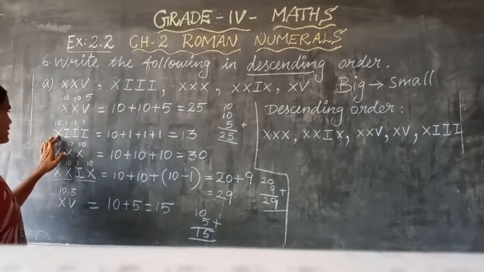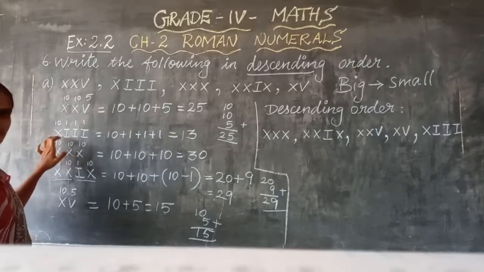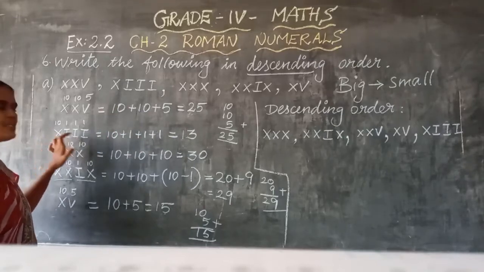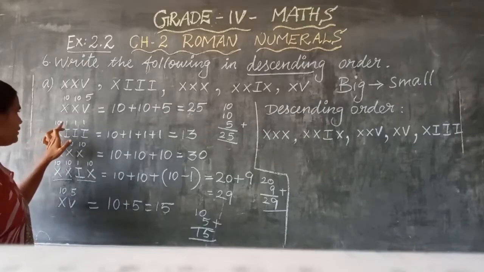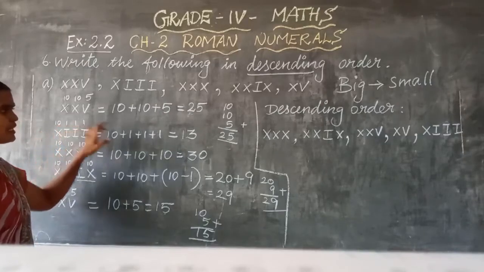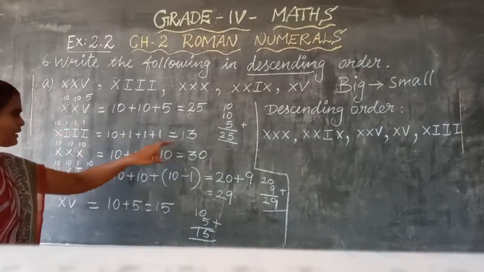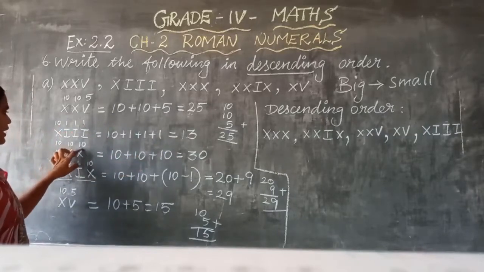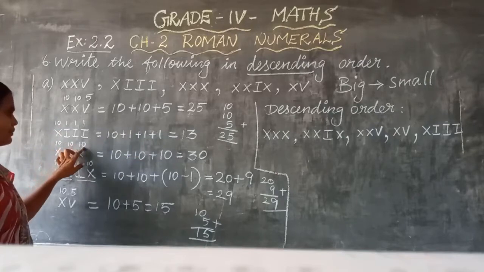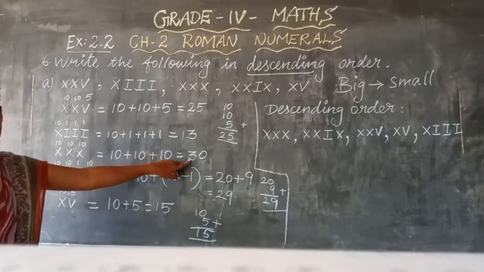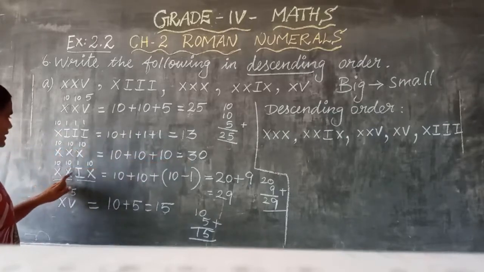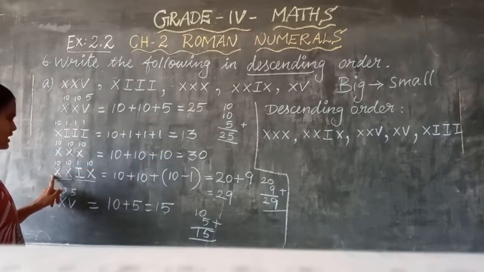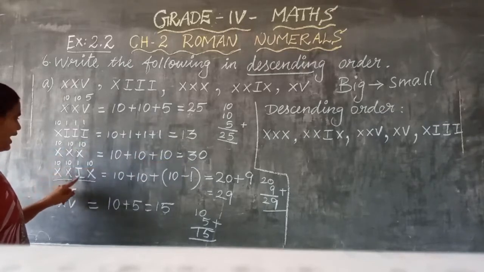Here XIII. So greatest number, right side small number means addition. Repeated means addition. So 10 plus 1 plus 1 plus 1 equal to, we get answer 13. XXX. So repeated. So 10 plus 10, 20. 20 plus 10, 30. Here XXIX. XX means repeated. So 10 plus 10.